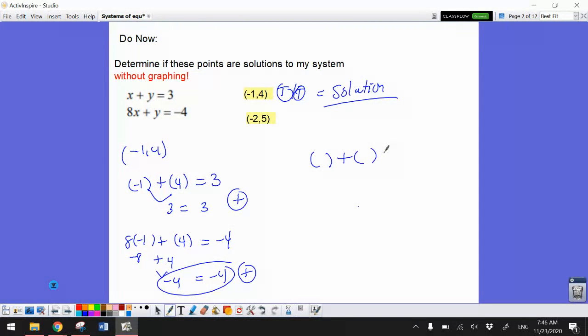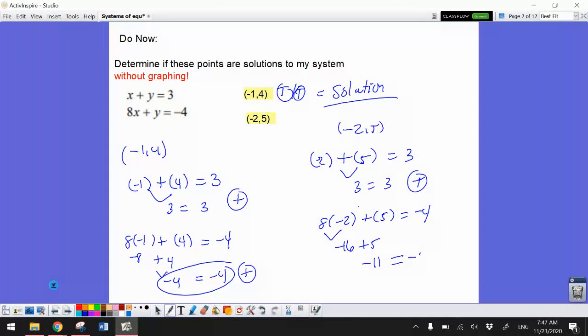So I'm going to substitute in my negative 2, 5. Well, negative 2 plus 5 is 3 equals 3, so that one's true. Well, I wonder what happens with the next one. So 8 times negative 2 plus my 5, negative 4. So this is negative 16 plus 5. Well, that's negative 11. Does that equal negative 4? Nope, that doesn't. So you can see how this one has a true and a false. So this one is not a solution. Okay, we have to have true, true to be a solution.